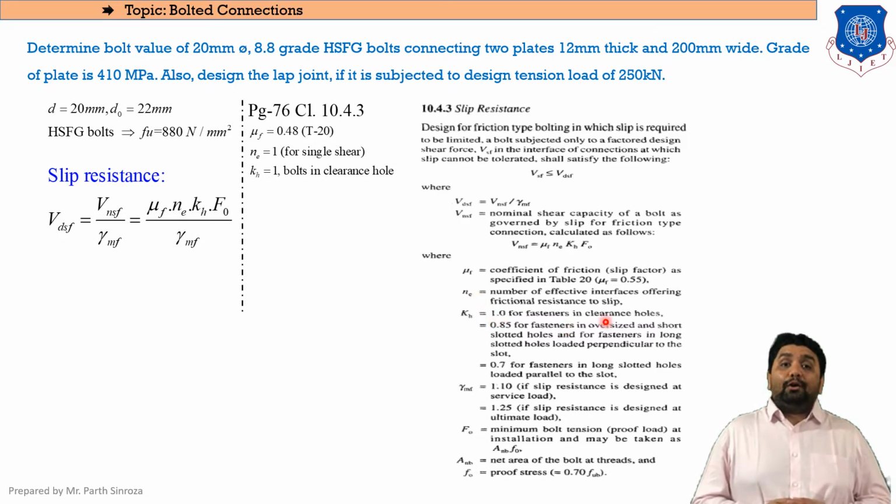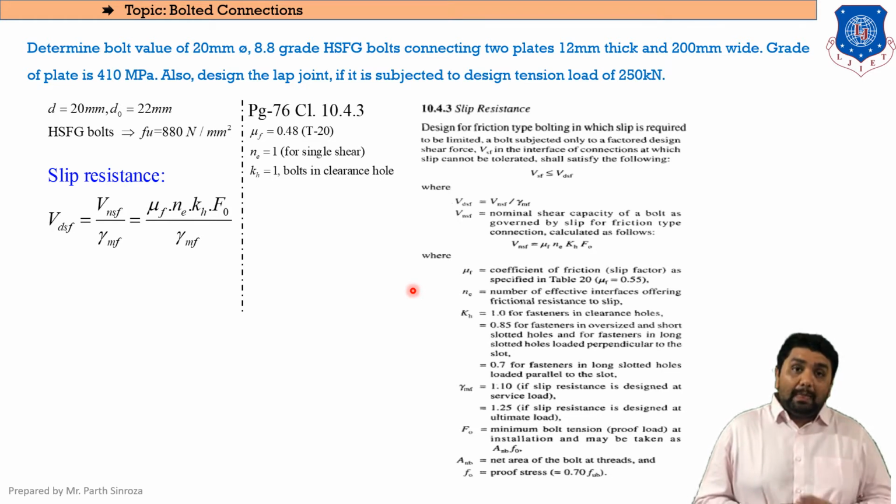Clear? So in this entire semester we will be dealing with only KH equal to 1.0. So in each and every sum regarding HSFG bolts you will be taking KH equal to 1.0. Now again coming back to mu F. How is this mu F equal to 0.48 being taken?